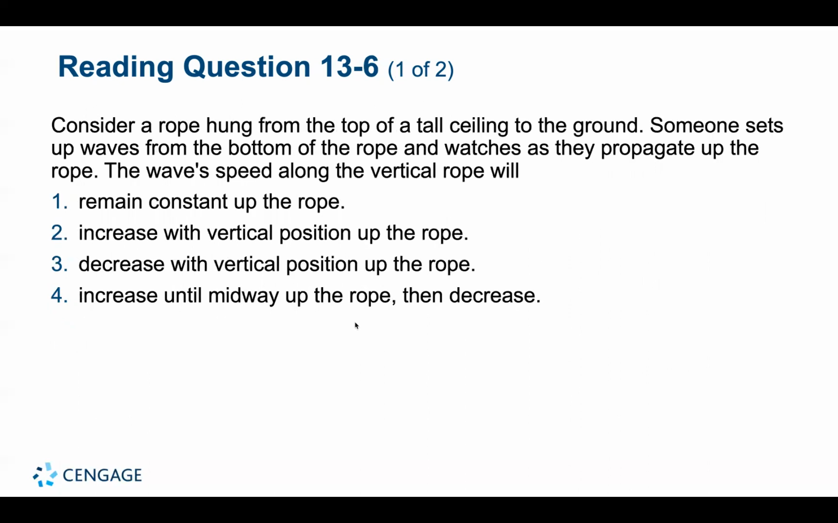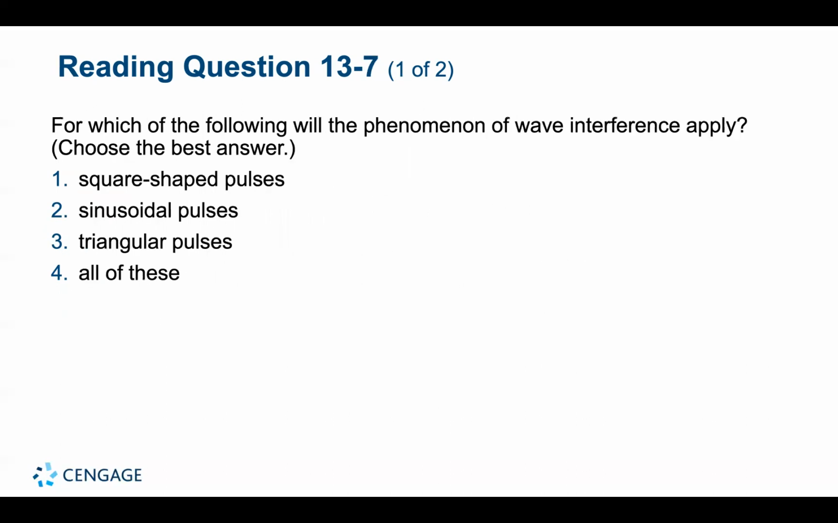Consider a rope hung from the top of a tall ceiling to the ground. Someone sets up waves from the bottom of the rope and watches as they propagate up the rope. The wave's speed along the vertical rope will, and the answer is, increase with vertical position up the rope. For which of the following will the phenomenon of wave interference apply? And the answer is all of the above.